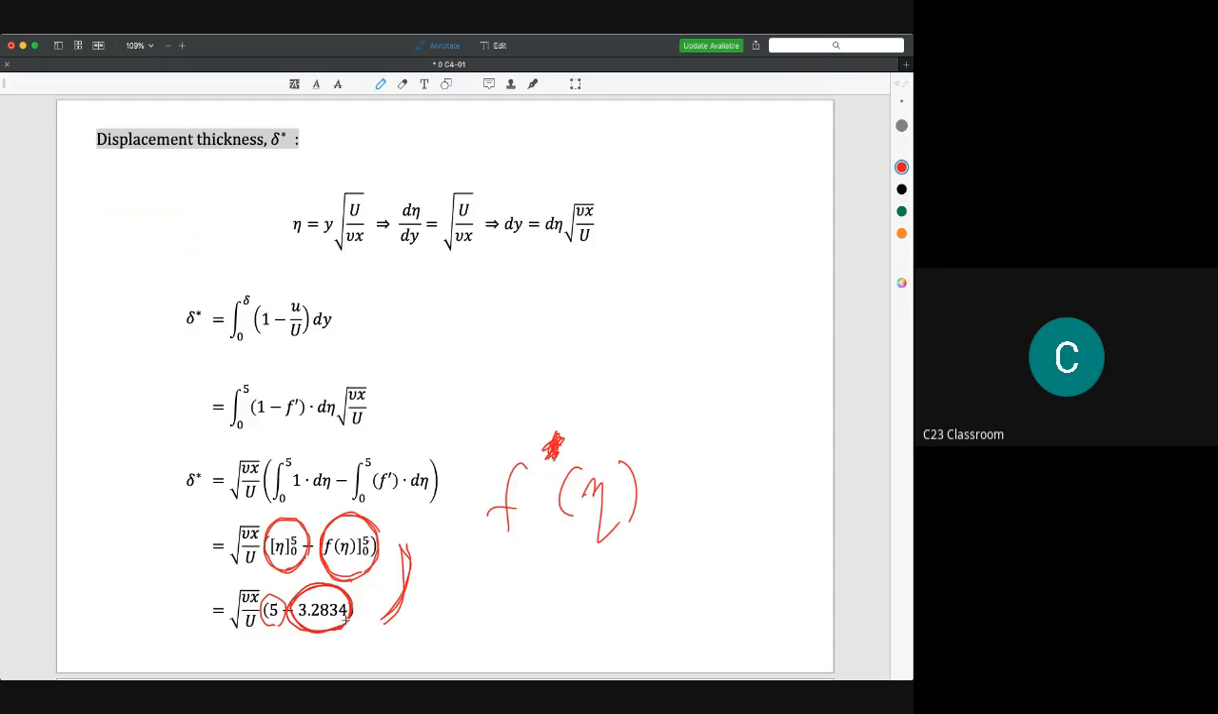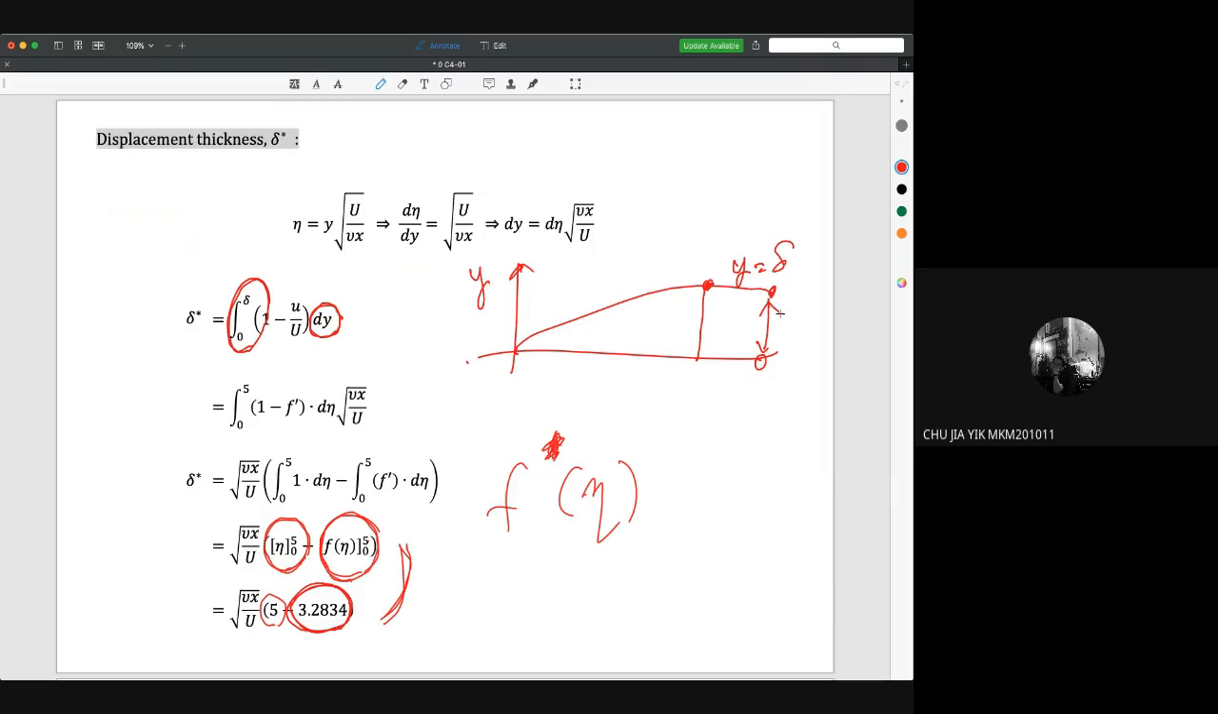The delta is not. Okay, so here we limit to this one. This equation is based on the y-axis, as I explained previously. So this is the y-axis. When u is equal to 99% of capital U, y is equal to delta. That's why we take the limit from 0 to delta.